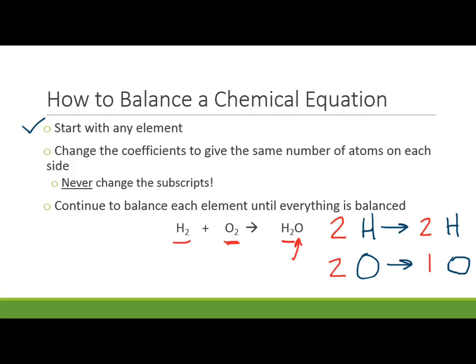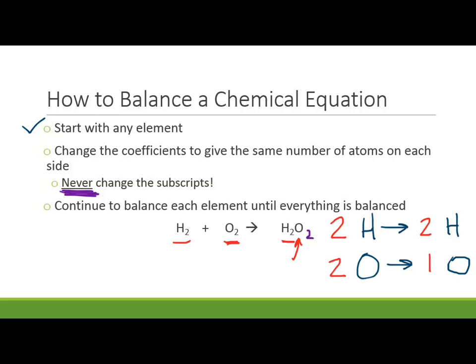Well, you might be tempted to say, since I need 2, why don't I just change that subscript there and make it a 2. That seems really good, except it doesn't work. In fact, that's the worst thing you can do when you're balancing a chemical equation, is to change the subscript, okay? So never change the subscripts when balancing a chemical equation.